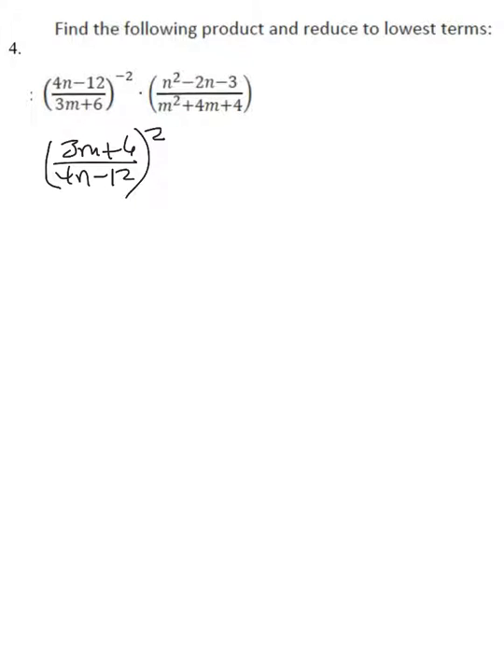I took care of the negative sign by flipping it. That's called the reciprocal piece. And then the second one, I'm not going to bother writing down right now. I would just bring that whole thing and rewrite it there. Now I got to deal with the squaring.